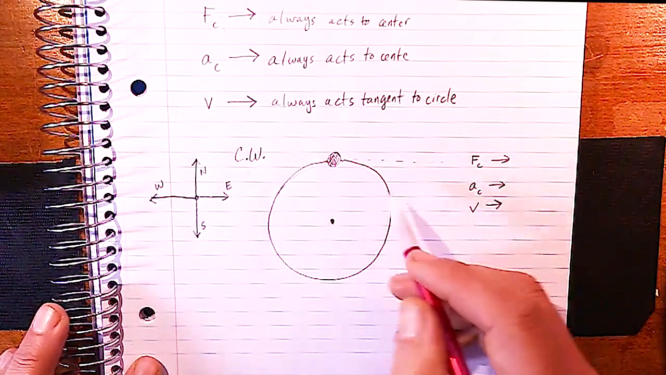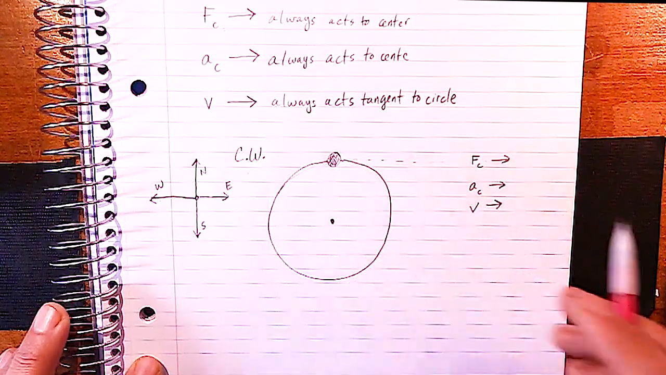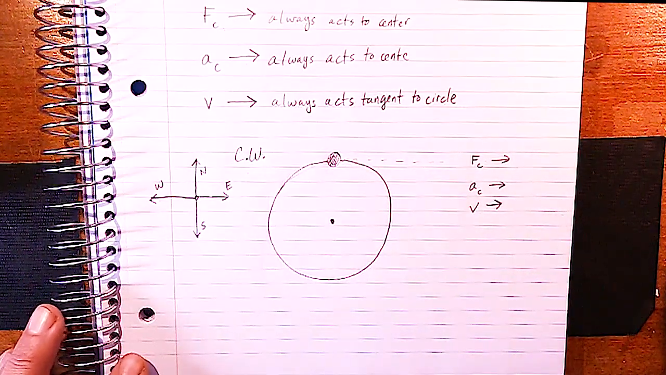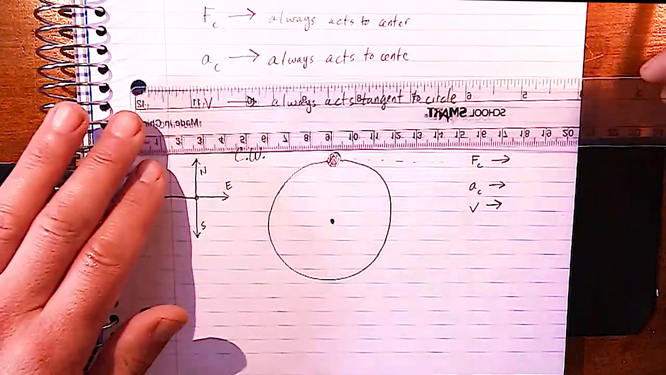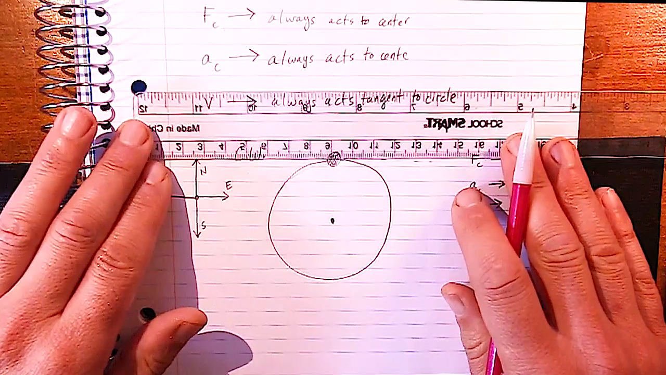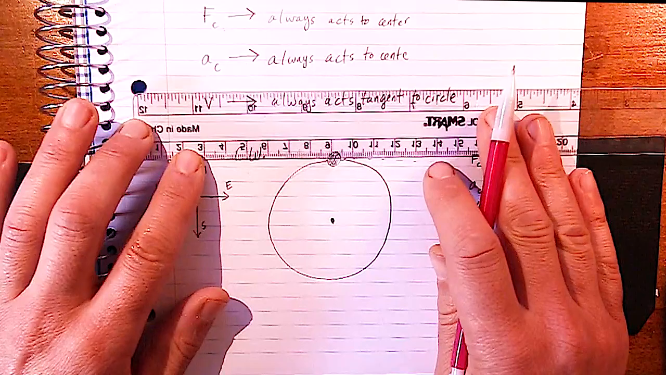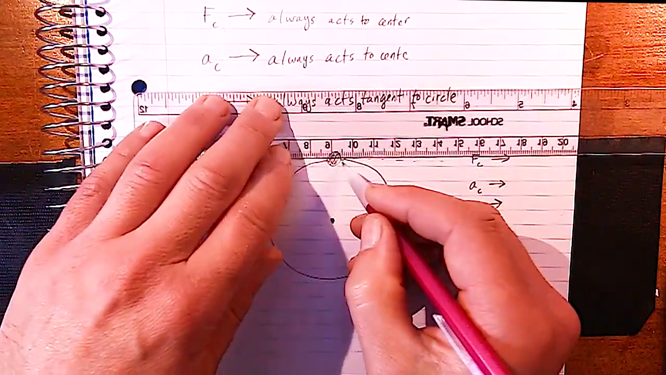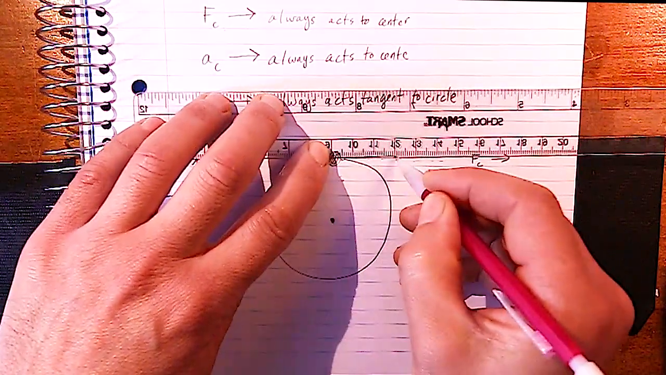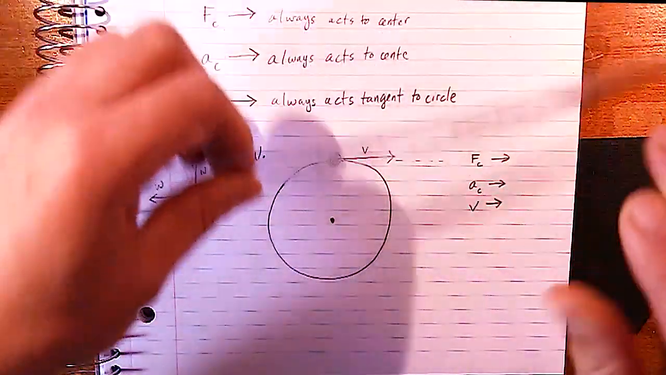So the velocity is going to be tangent to the circle. So what is a tangent line? A tangent line, you know from math, is the line that is basically straight off the edge of that circle right there. So at this point, the velocity acting tangent to the circle is going to be that direction.